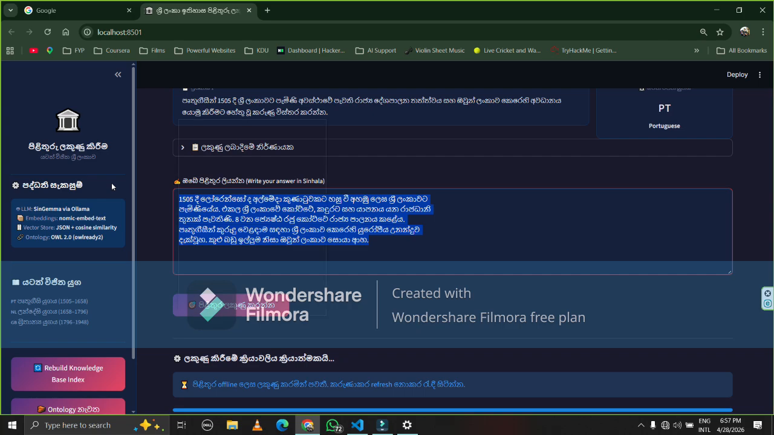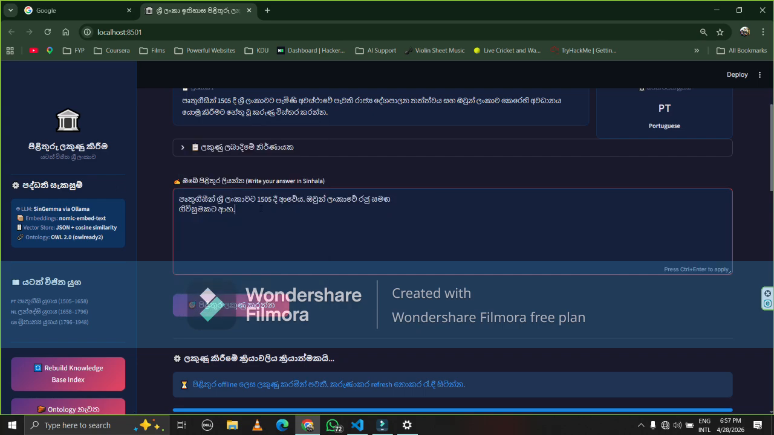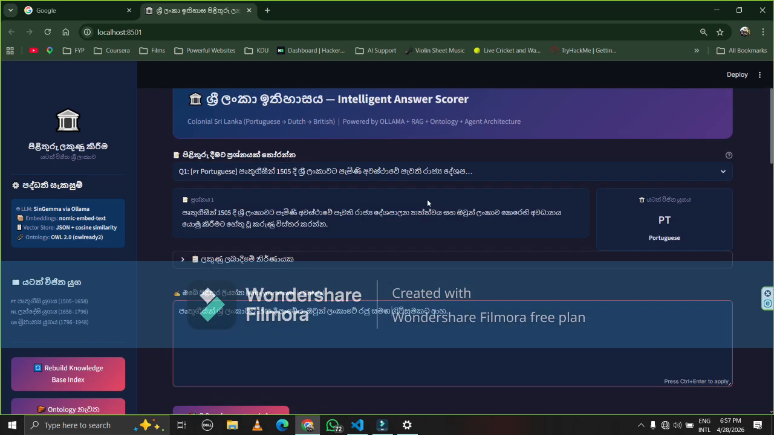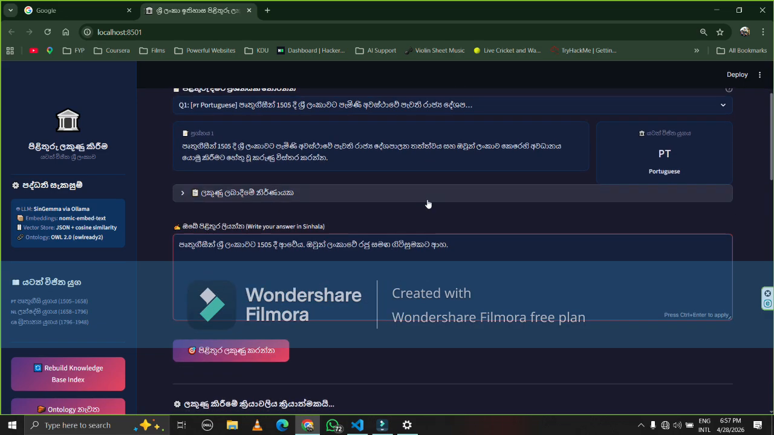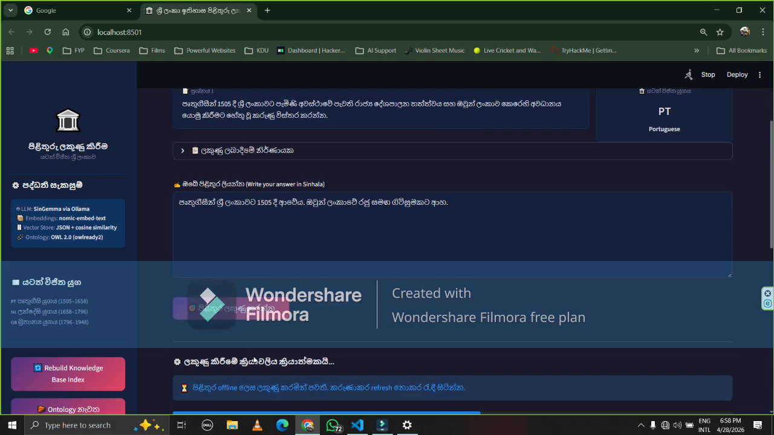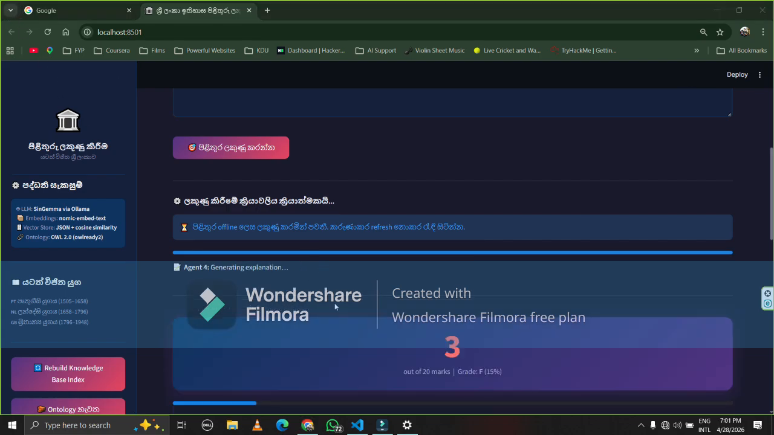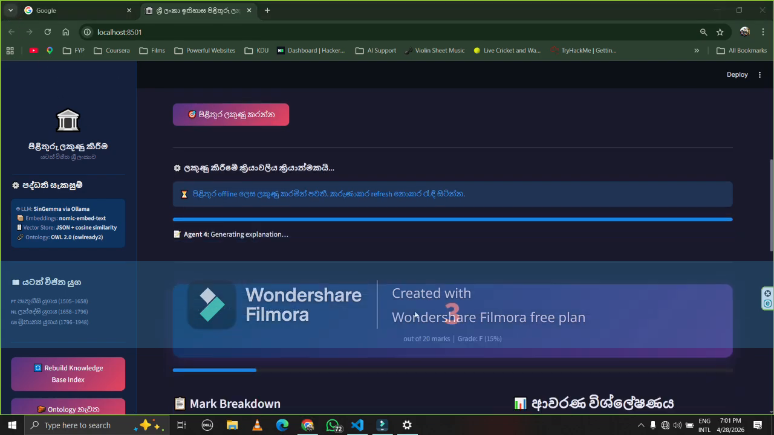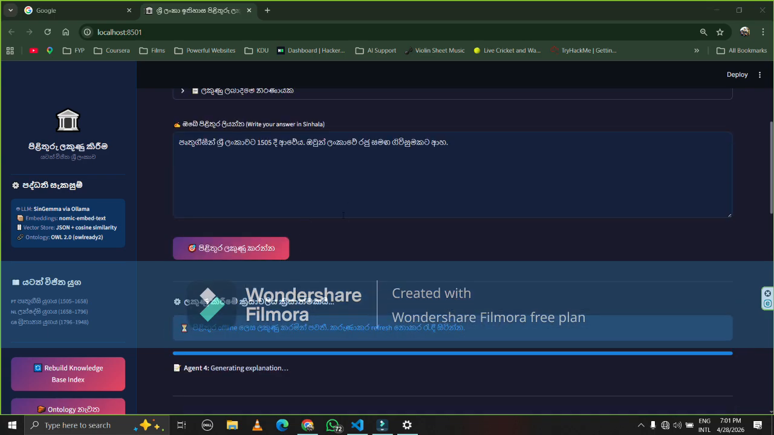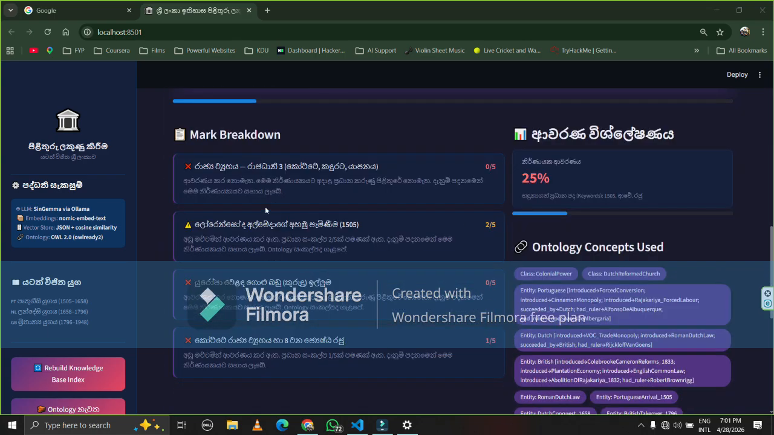So this time we'll give a weak answer to the same question, a very weak answer, just one line with no real depth. Let's check what mark it will give and what kind of explanation it will give for the mark. As you can see here, only 3 out of 20 marks has been offered to this weak answer, and you can see a clear difference in the marking breakdown and the keyword coverage.